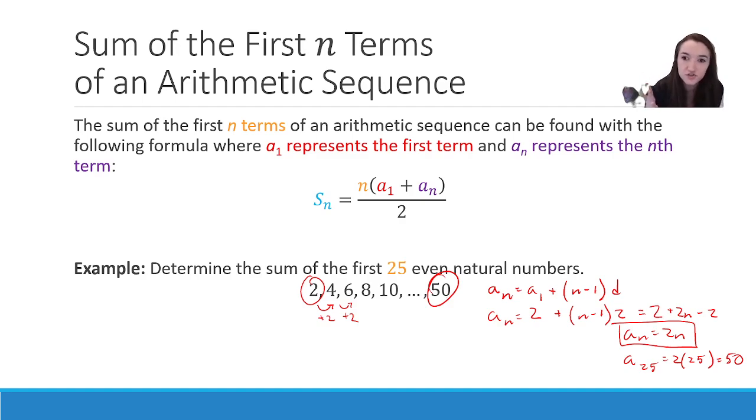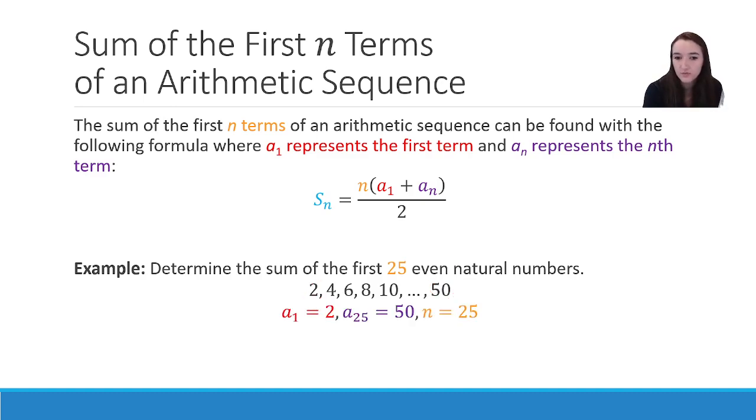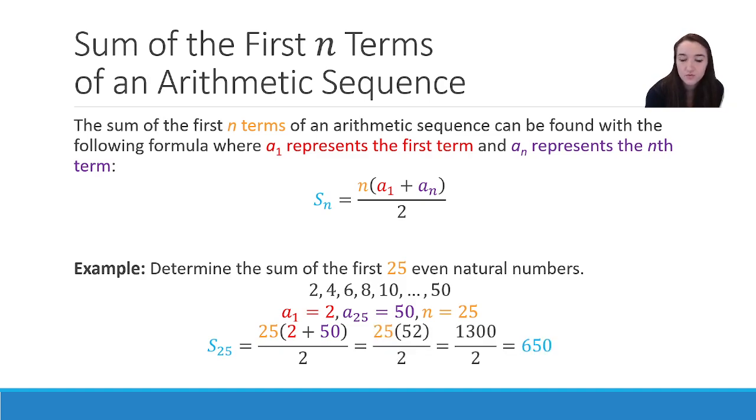Okay? So if you didn't just know that, that's fine. We can find it using our knowledge of arithmetic sequences. Now, once we have all that, we can say A1 is 2, A25 is 50, and n is 25. And that is the three things we need to plug in to find S25. S25 is 25 times 2 plus 50 over 2, which simplifies to 650.